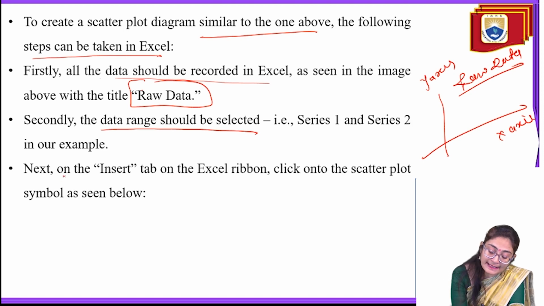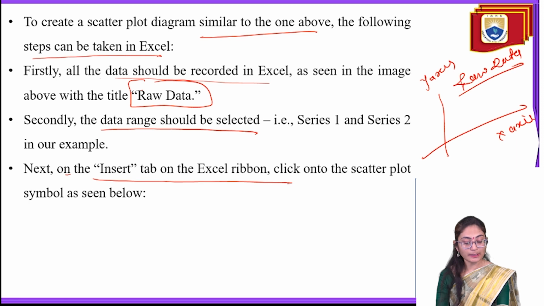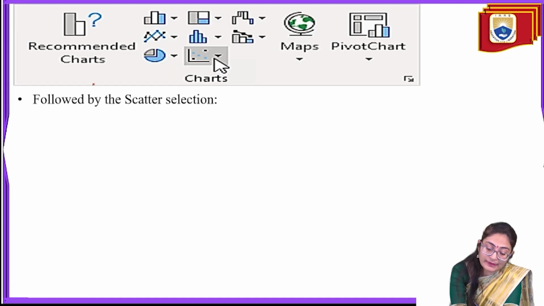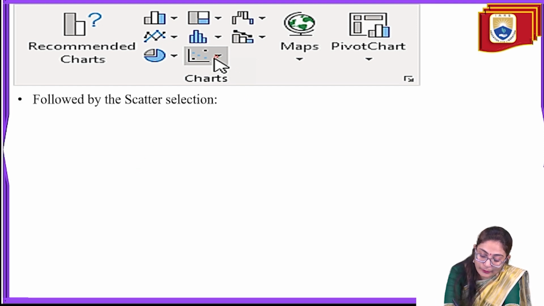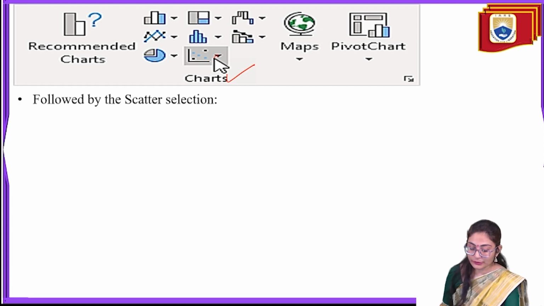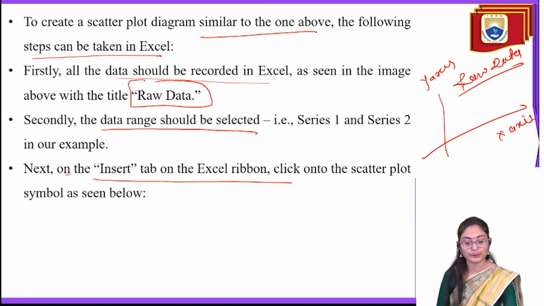And then next, on the Insert tab of the Excel ribbon, click on the scatter plot and symbol as seen below. See, this is your Excel sheet. In the Excel sheet, you have to click here on the chart menu. After clicking the chart menu, you have to select your scatter plot, and on the basis of the data, you have to plot your scatter plot.